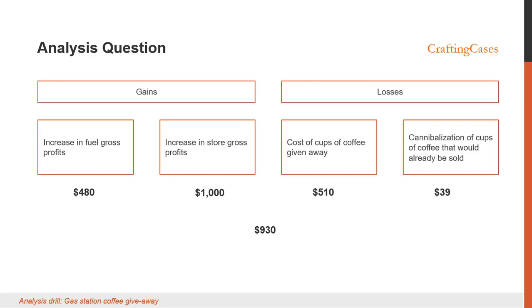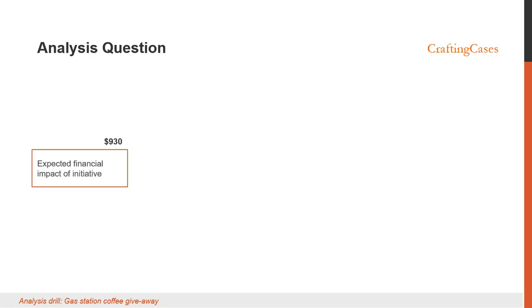Okay? Now, next step, what does this number mean? How do I feel about this? Let's think about this value for a second. So how much does this actually represent? $930 per week as expected financial impact of this initiative. You could say, well, that's almost $50,000 per year. Okay, that still doesn't help me much.